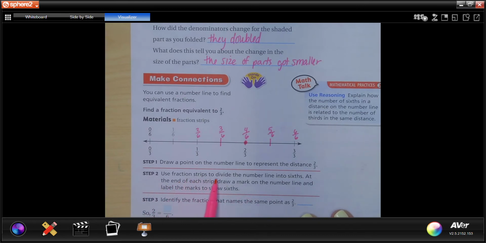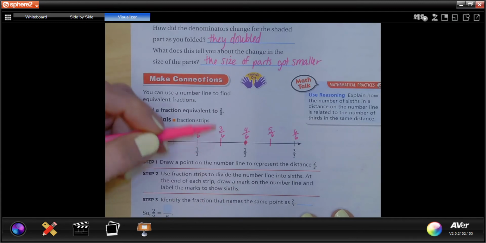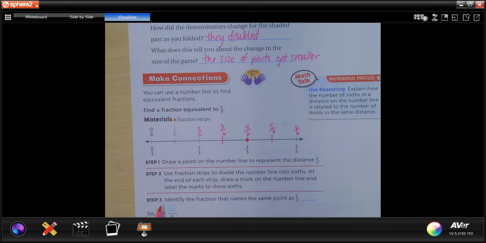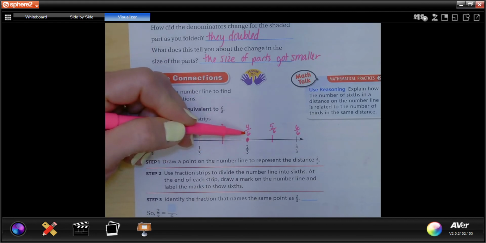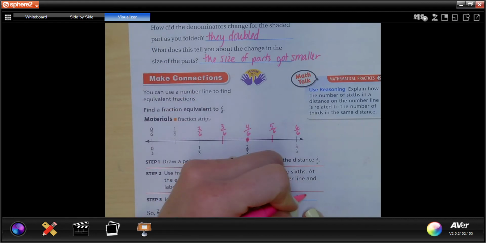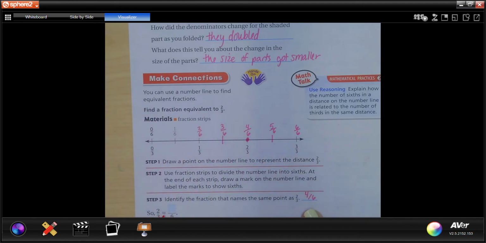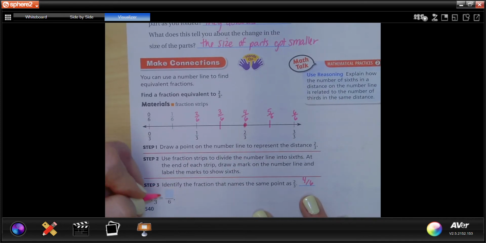Okay, so we use the fraction strips to divide the number line into sixths. At the end of each strip, draw a mark on the number line and label the marks to show sixths. So that's what we just did. So, step 3, we're going to identify the fraction that names the same point as 2/3. Well, we marked 2/3, then we look up at our sixths, and we know that it's 4/6. So, 2/3 is equal to 4/6.